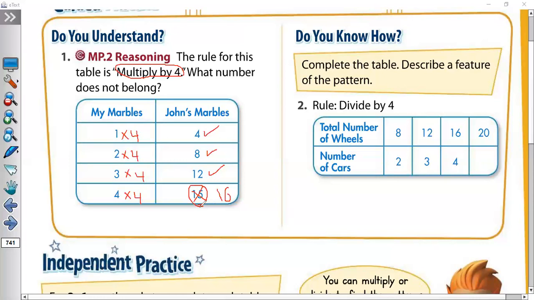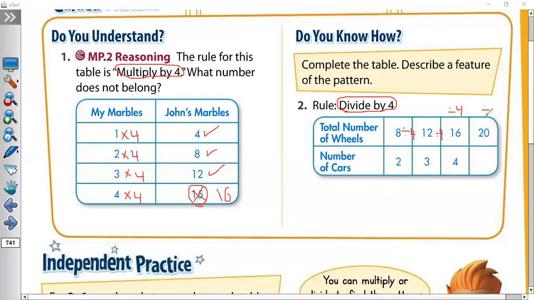Next question. Complete the table, describe the features of the pattern. Our rule is divide by 4. We have total number of wheels and number of cars. 8 divided by 4 is 2. Okay. 12 divided by 4 is 3. 16 divided by 4 is 4.